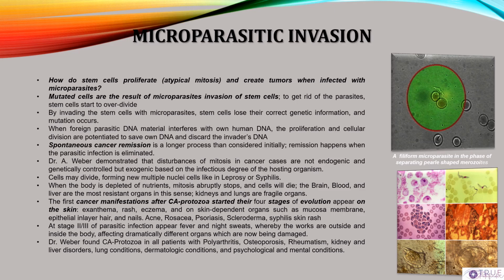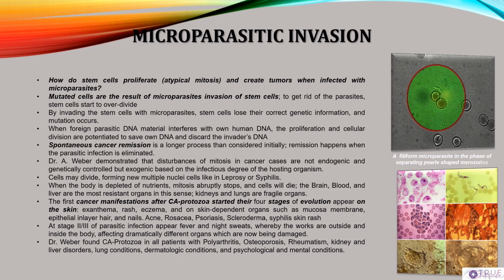Spontaneous cancer remission is a much longer process than initially thought of, and remissions happen when this parasitic infection has been eliminated. Dr. Weber demonstrated that the disturbances of mitosis in cancer cases are not endogenic and genetically controlled, but exogenic, based on the infectious degree of the hosting organism. Cells may divide, forming new multiple nuclei cells, as is also the case in leprosy or syphilis. And when the body is depleted of nutrients, the mitosis abruptly stops and the cells will die. The brain, blood, and the liver are the most resistant organs in this sense, and the kidneys and lungs the most fragile organs.